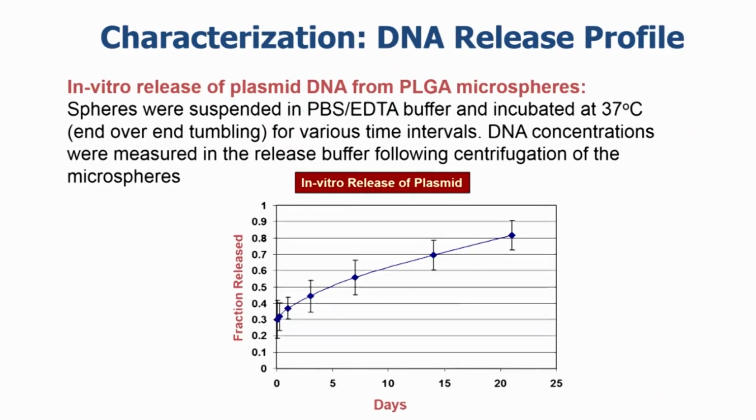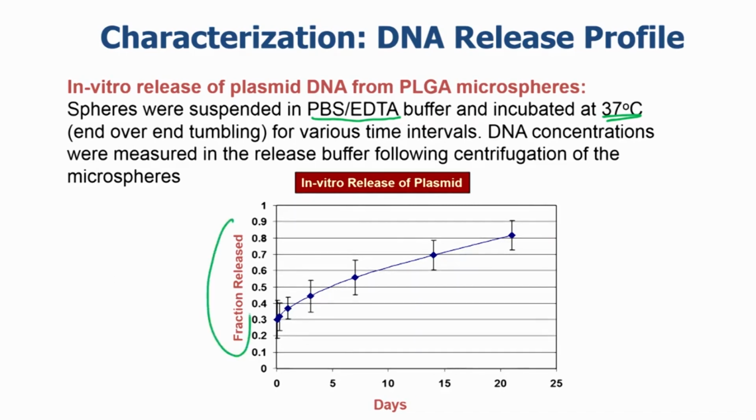And then you can see how it releases DNA over time. You can take these PLGA microspheres loaded with the plasmid DNA, suspend them in some physiological ionic concentration of PBS or EDTA, and then incubate at 37 degrees Celsius and let it sit there for some time. From time to time you can collect the supernatant and see how much of the DNA is present in that supernatant. That is going to tell you how much of the DNA has been released out from these particles, and that is what they have done here.